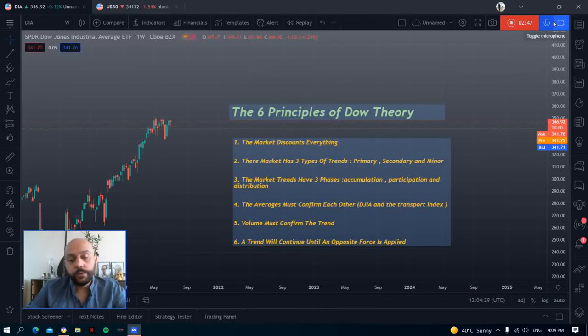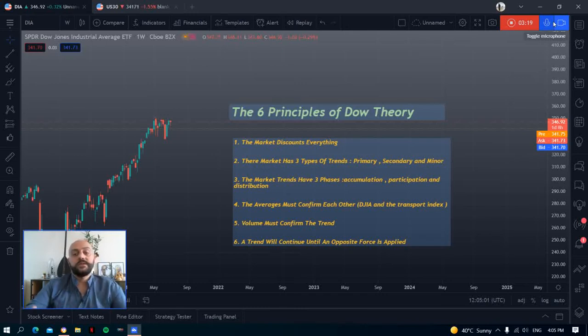The fourth point we want to talk about: the averages must confirm each other. Now, we're not talking here about moving averages. No, we're talking about the Dow Jones Industrial Average and the Transport Index. You've got to remember, when this theory was applied, it was back in the 1950s when all the trading was done by railroads and so on. But nowadays, everything is digital. So, does that still apply today? Well, technically, no, but that's what Dow actually believed in.